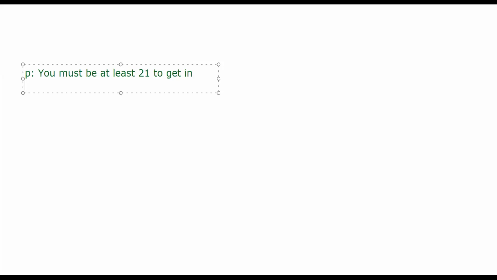Let's say P is the statement: you must be at least 21 to get in the bar. That's a statement because it's going to be true or false for a given bar. It's not true for every bar. But let's say we are at a bar that has that rule. Let's take another statement, Q: you must pay a $10 cover to get in. And maybe you've been to bars that do something like that, or you can understand the concept.